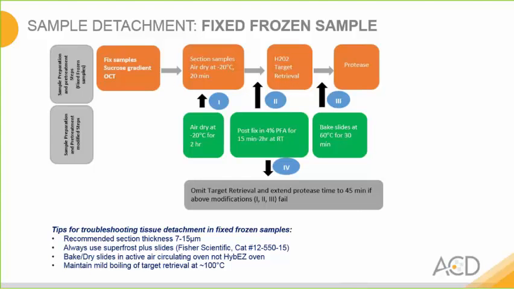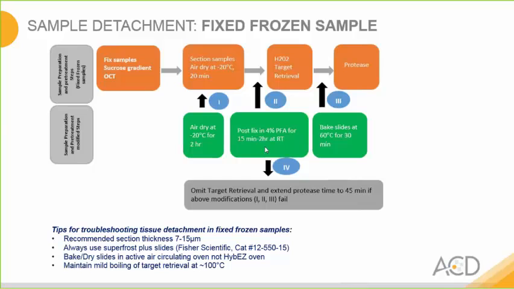So for sample detachment with fixed frozen tissues, we recommend to air dry slides at -20 for 2 hours after you section it. This really helps with tissue adherence to the slides. And then you can add a post-fixation step in 4% PFA for between 50 minutes to 2 hours.